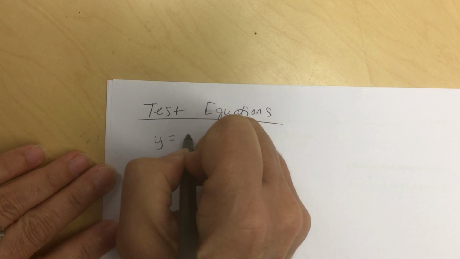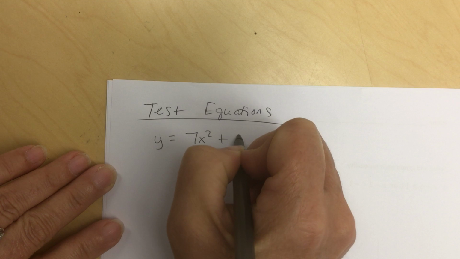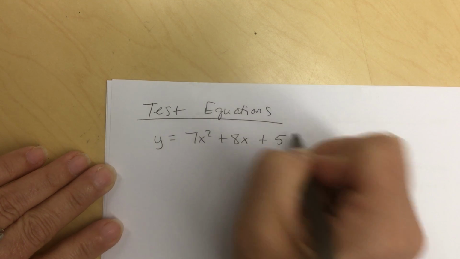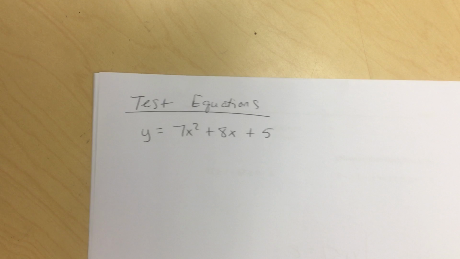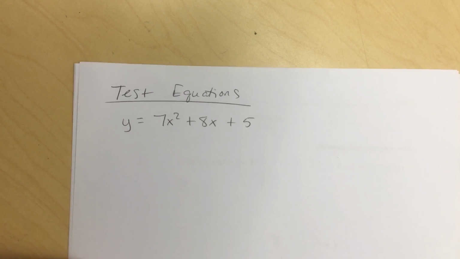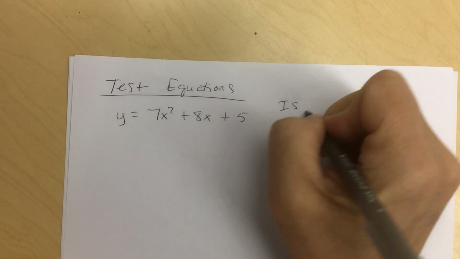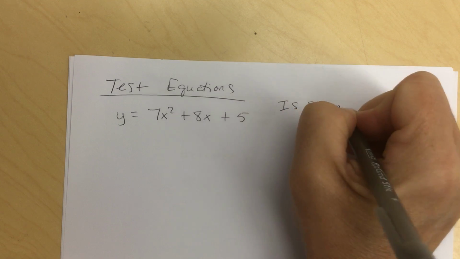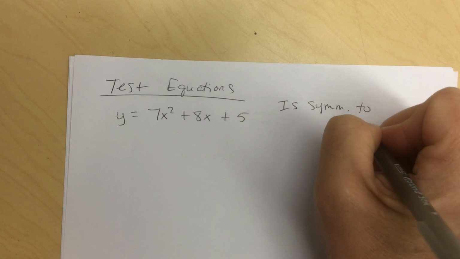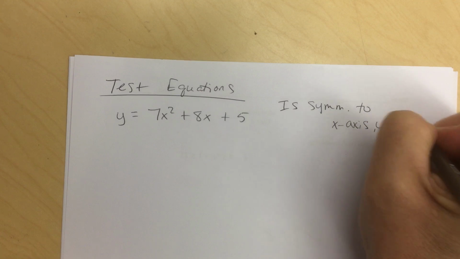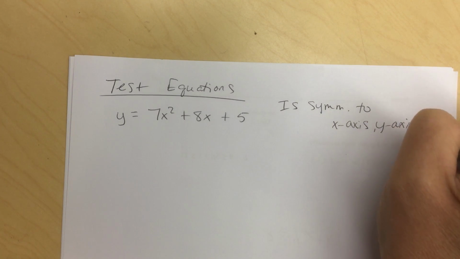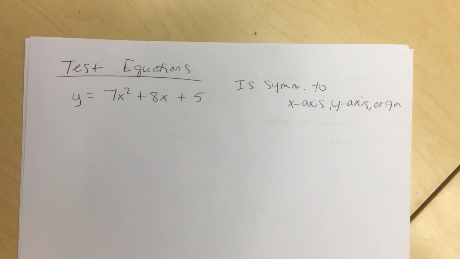y is equal to 7x squared plus 8x plus 5, okay? And you are supposed to test to see what it's symmetric to. Things can be symmetric to the line y equals 5. It could be symmetric to the point 2, 4. But we're only going to test x-axis, y-axis, and origin, okay? So is this symmetric to x-axis, y-axis, or origin? That's what we're going to try.